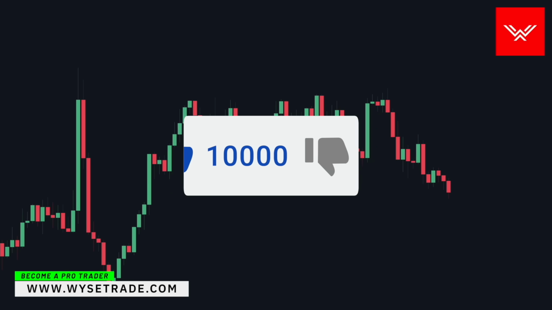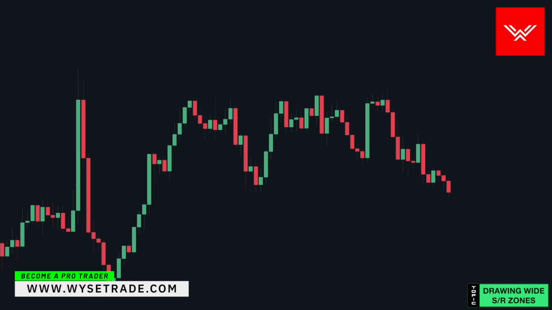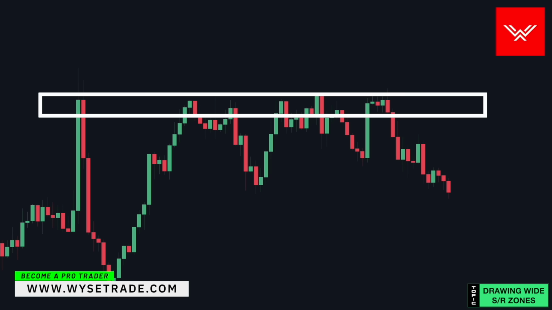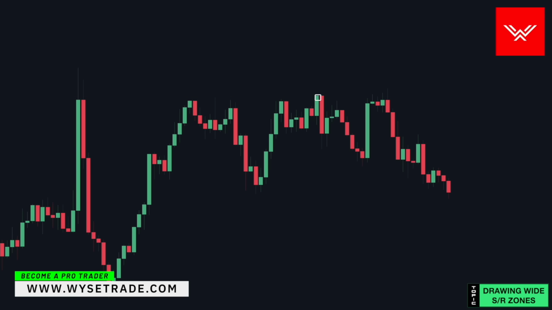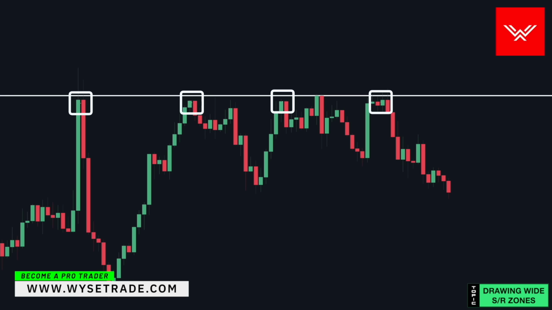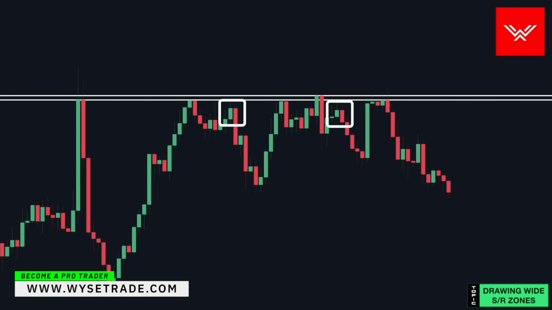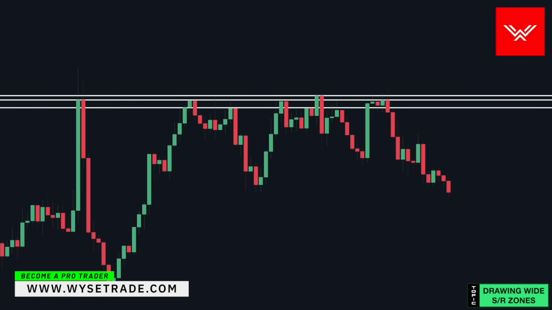So you want to draw your resistance levels to this area above price. Using the traditional methods, this reversal point here is one level drawn. These reversal points here is another level drawn. These reversal points here is another level drawn.